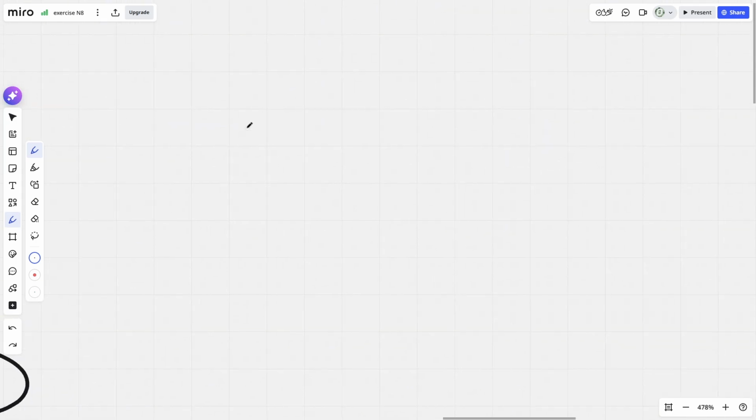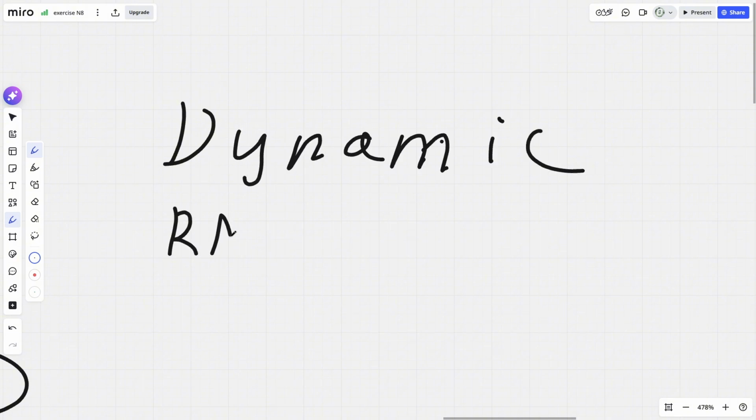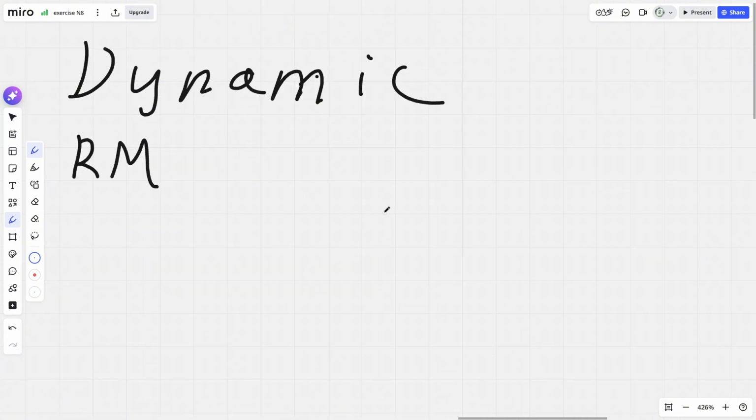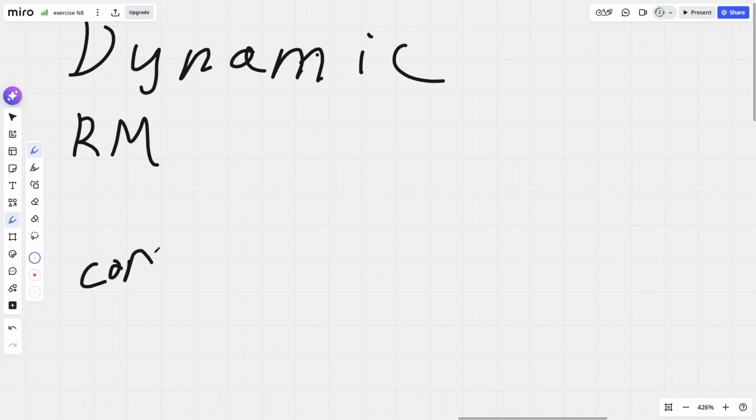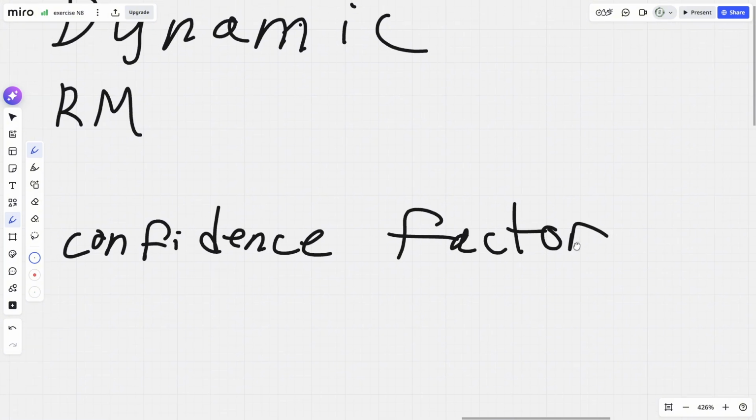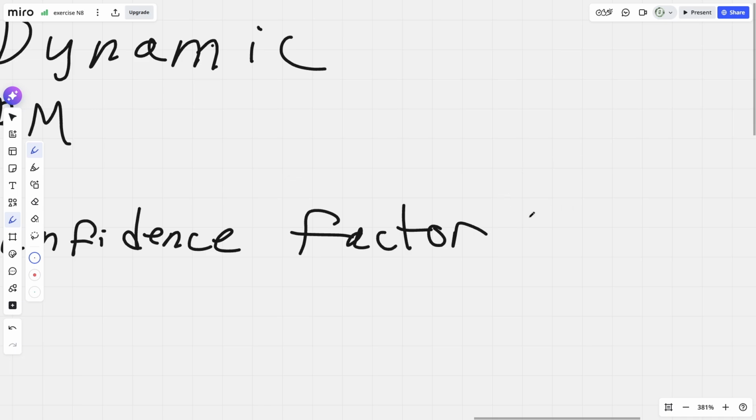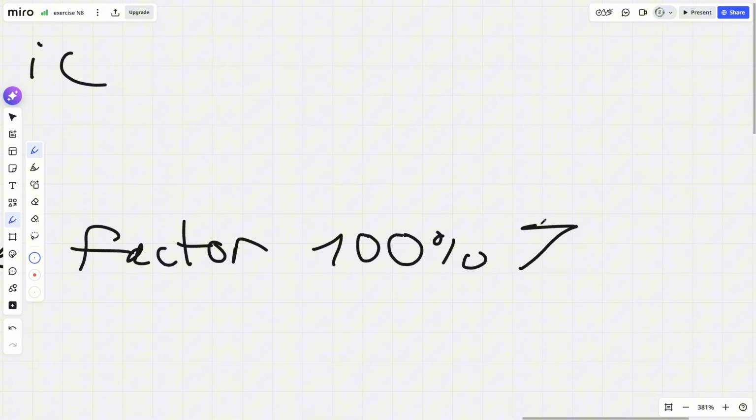The second thing you need to know is dynamic risk management. What does it mean? You should have an imaginary confidence factor. Imagine it like a speedometer or anything. We will express it in percents. So when you're 100% confident, you size up.